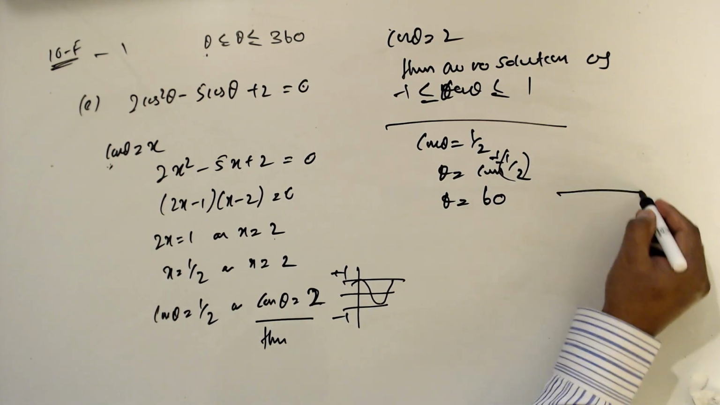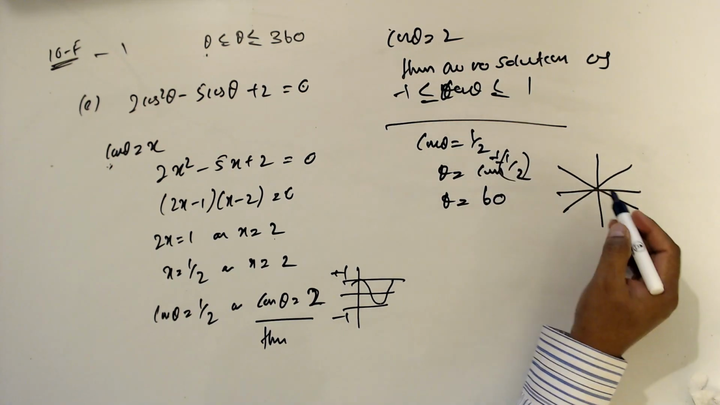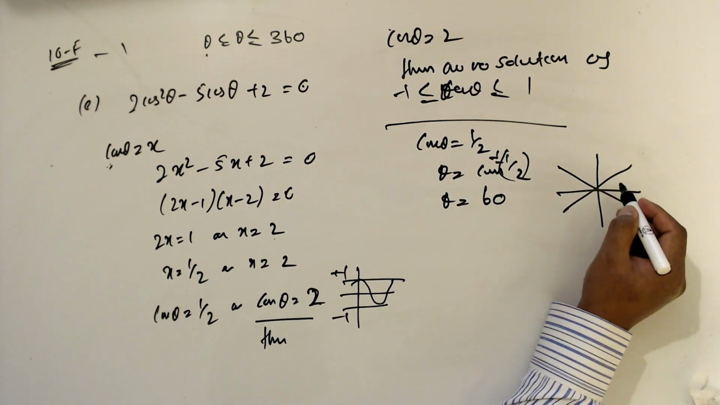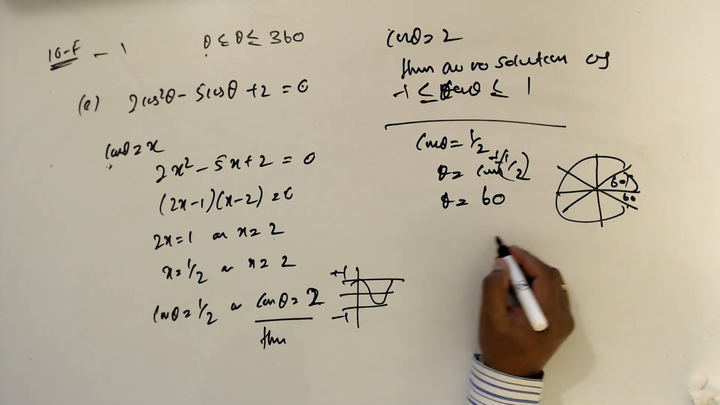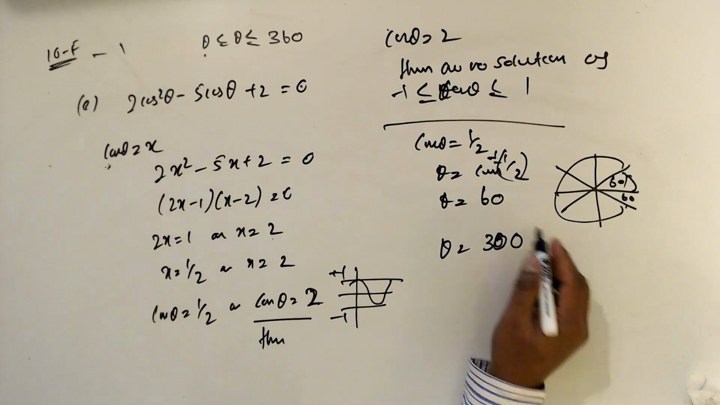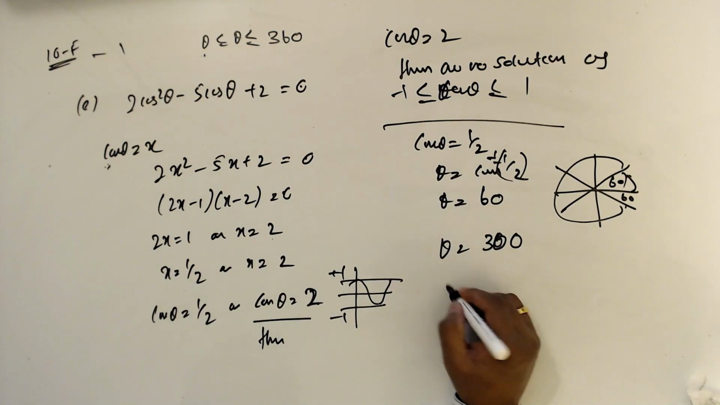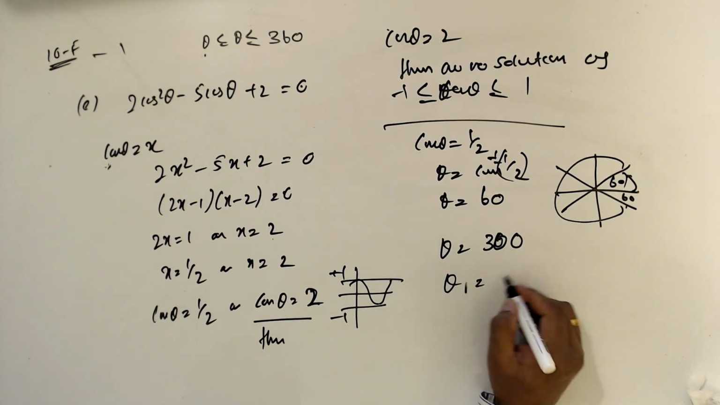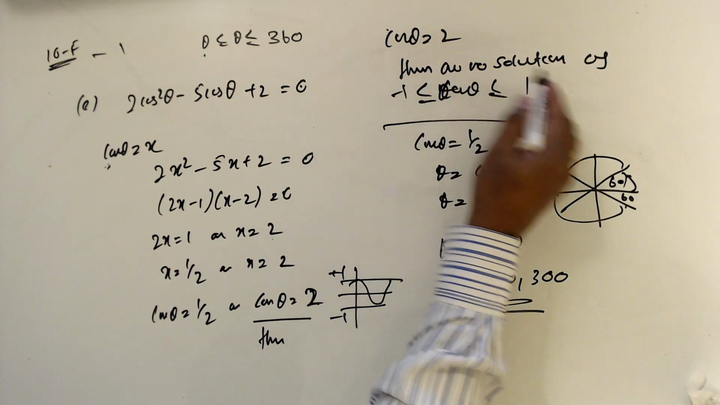And then cos is positive in the first and fourth quadrants, so 60 and 300. When you add 360, it is more than 360. So the final answer is theta is 60 and 300. And for this one, no solution.